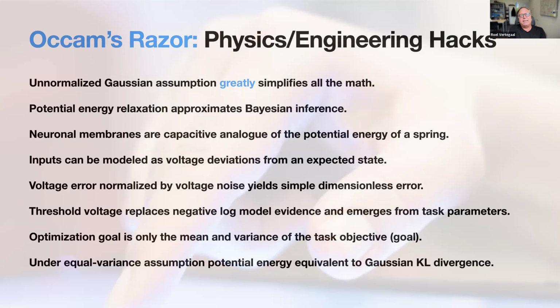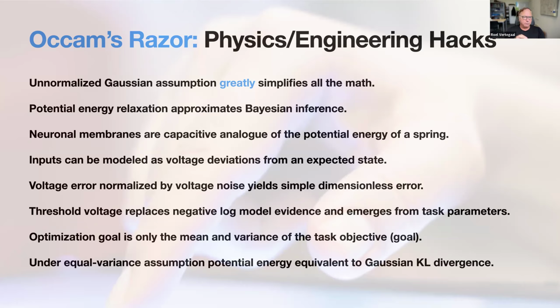And that's because neural membranes can be thought of as a condenser. They are the capacitive analog of the potential energy of a spring. So if you charge the membrane, it actually acts very, very similar. And inputs are then modeled as voltage deviations from an expected state. And this allows us to, for example, have a voltage threshold. So voltage error can be normalized by the voltage noise, which then yields a simple dimensionless error, which we can use to calculate bits. This is important because there will always be a source of noise whenever you're calculating this on an analog medium like the brain.